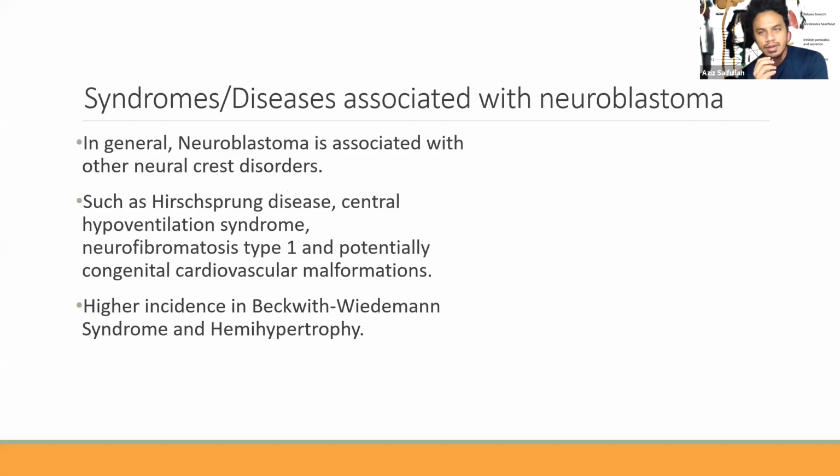It has been found that neuroblastoma has a strong association with certain syndromes or diseases. In general, it is related to other neural crest disorders such as Hirschsprung's disease and central hypoventilation syndrome. There is a list of syndromes that are related to neuroblastoma. So if we find a patient with any syndrome related to neural crest disorders who presents with a mass or any spinal compression presentation, neuroblastoma is one of the differential diagnoses that we can think of. So next.